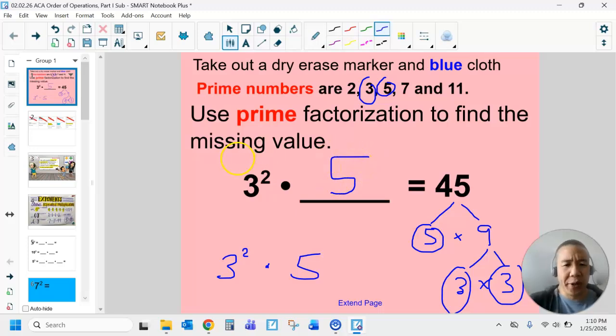This is another way to do it. The exponent, 3 to the power 2, or 3 squared, 3 is the base. I write this factor twice. 3 times 3 is 9. 9 times what is 45? 5. And that is the missing prime factor.